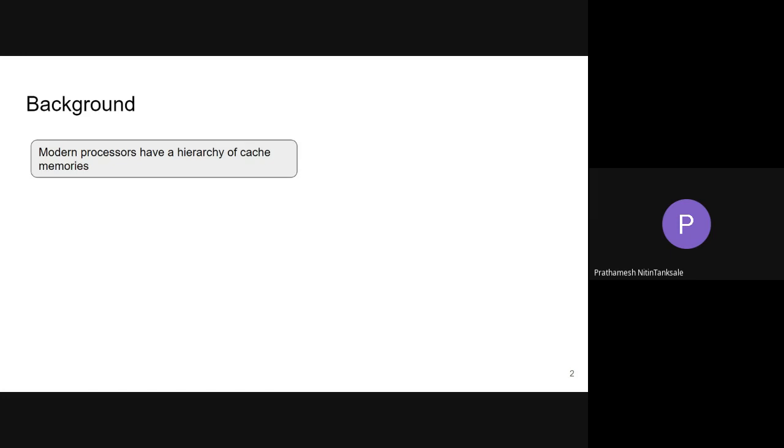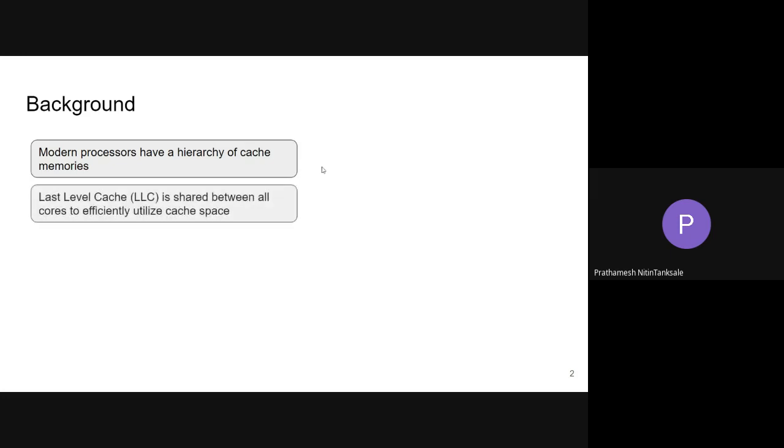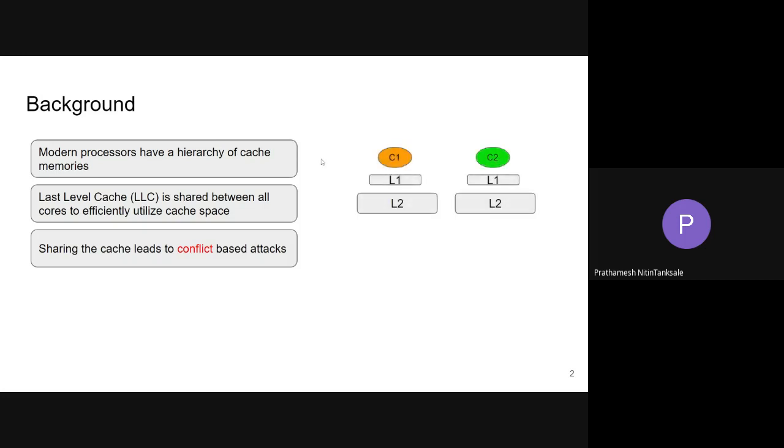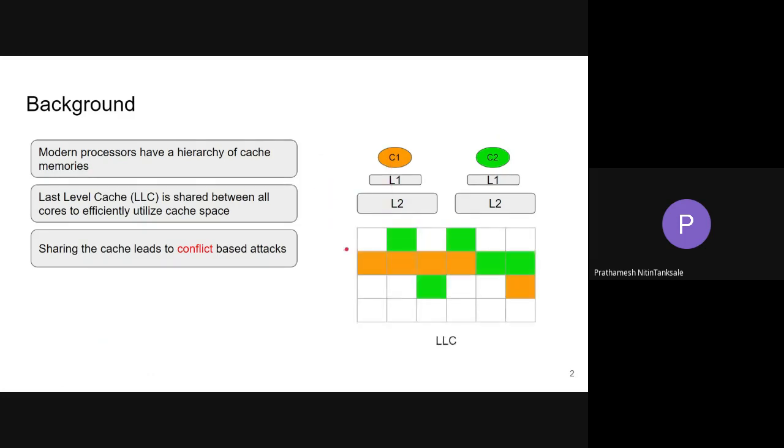So all the modern processors have a hierarchy of cache memories, and as we all know, the last level cache is shared between all the cores to effectively utilize the cache space, and sharing the cache can lead to conflict based attacks. So here we can see a typical hierarchy of caches where L1 and L2 are private to each core, and the typical last level cache is shared with all the cores. In this example we are assuming a two core system.